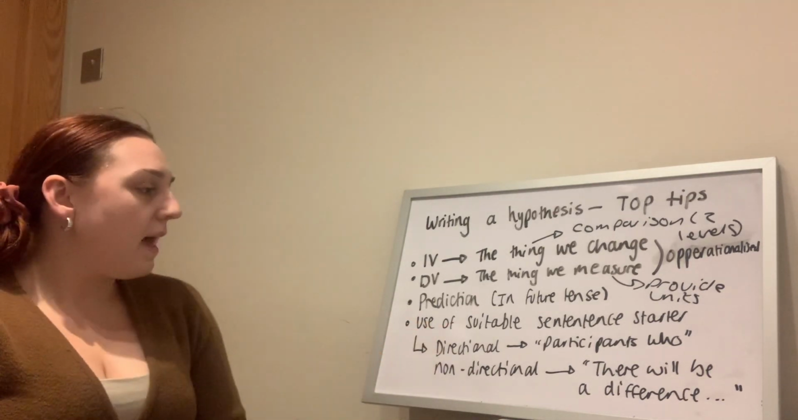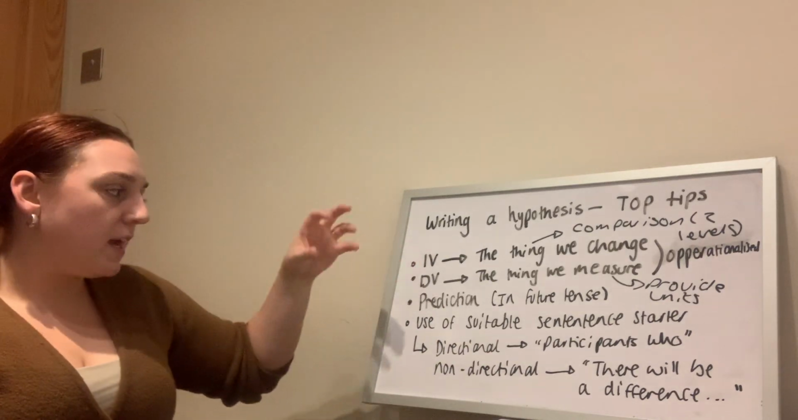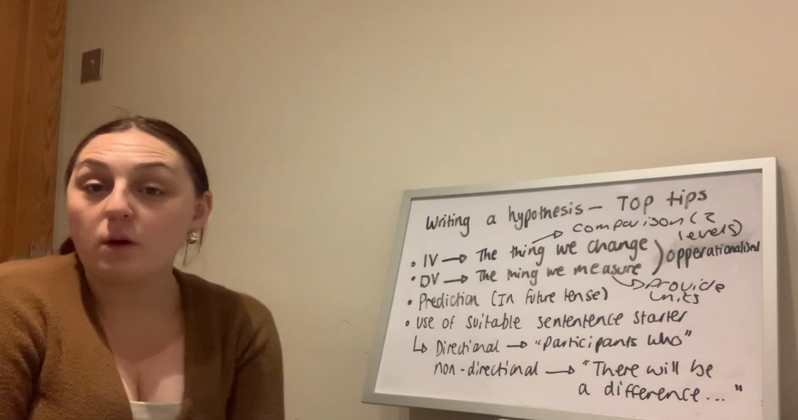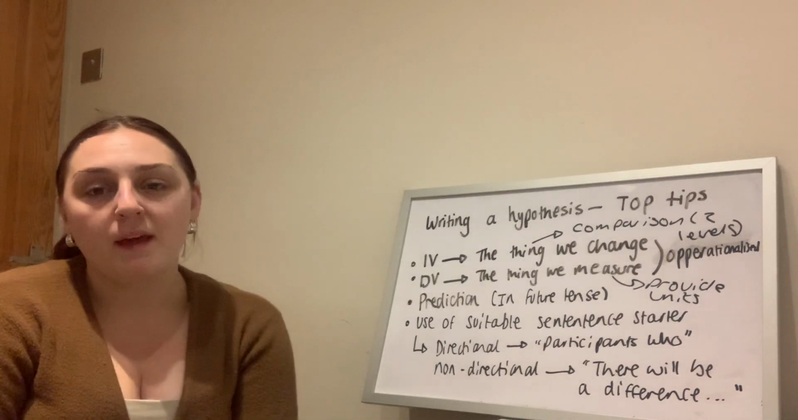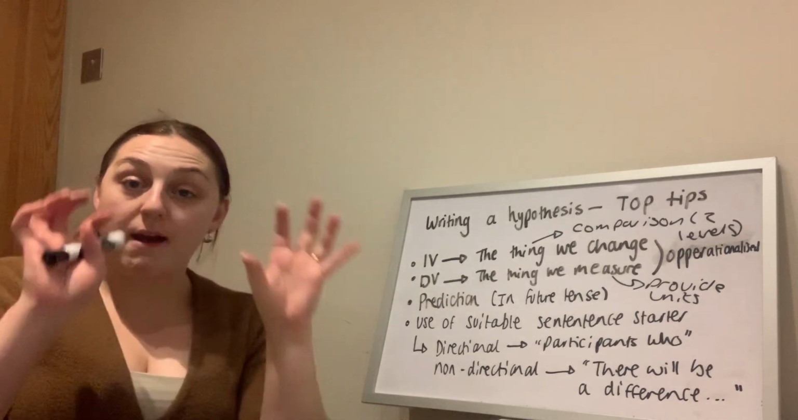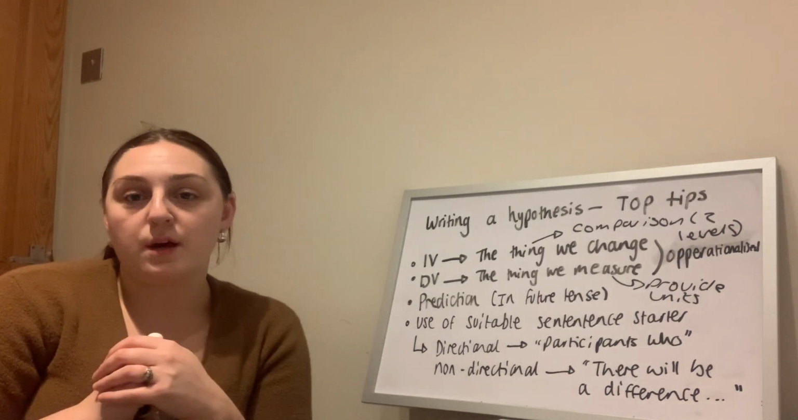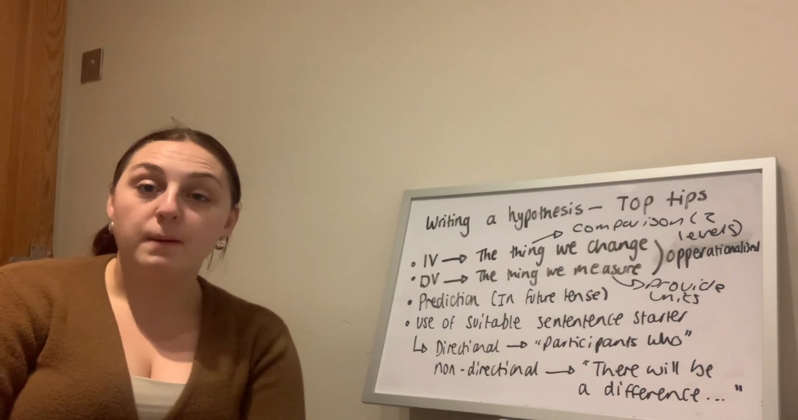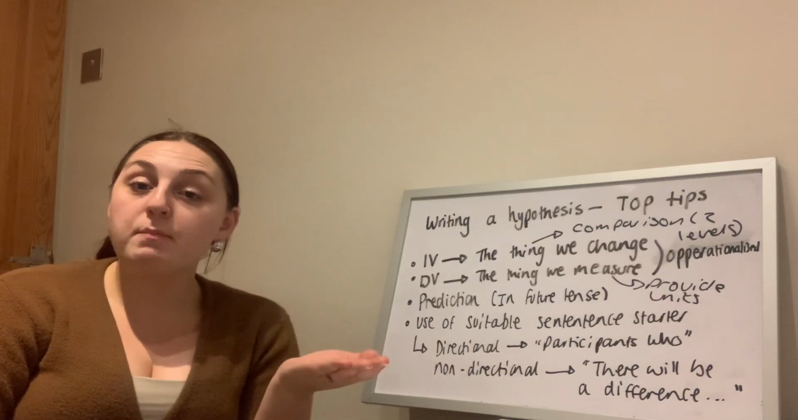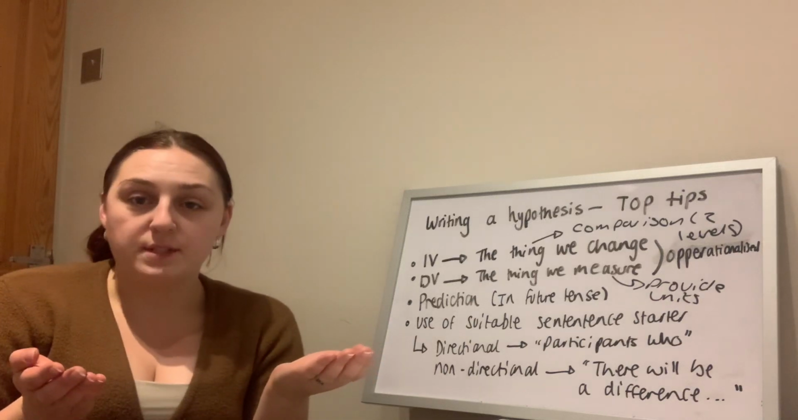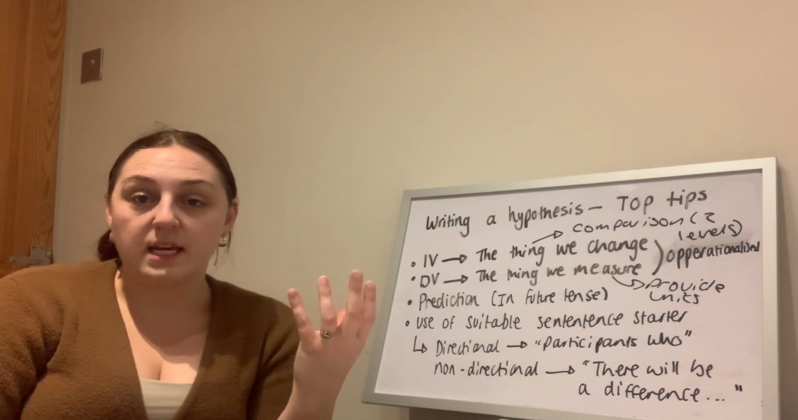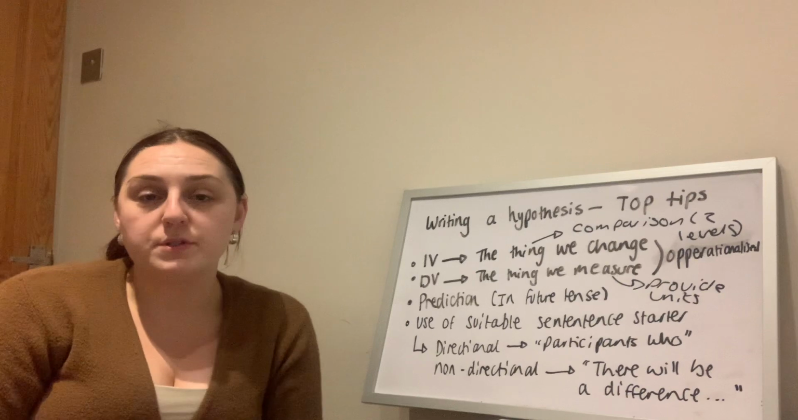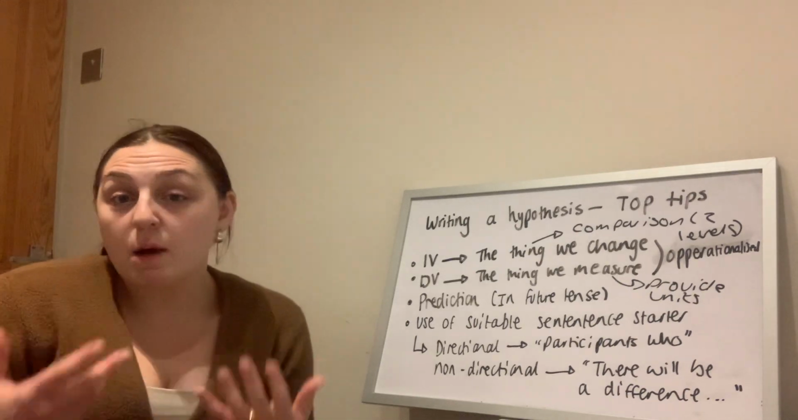The last thing I've put on there is once you've got your IV and DV and you've done a prediction, you need to make sure you're using the right sentence starter depending on what type of hypothesis you're writing. Now, there's two main branches of hypotheses that we look at in research. Every time we write a hypothesis, we should always, as a researcher, be able to provide an alternative hypothesis and a null hypothesis. The alternative hypothesis is one which suggests there is going to be a significant difference in our variables. The null version says there won't be a difference.